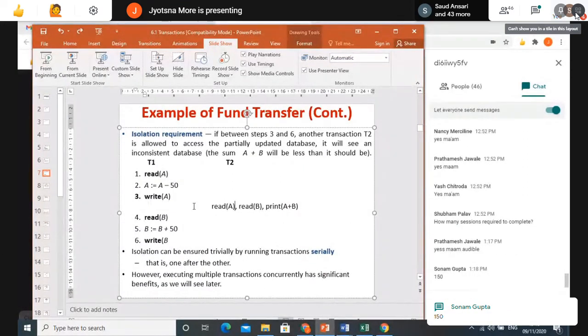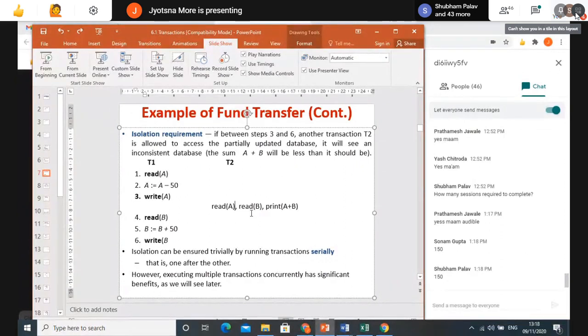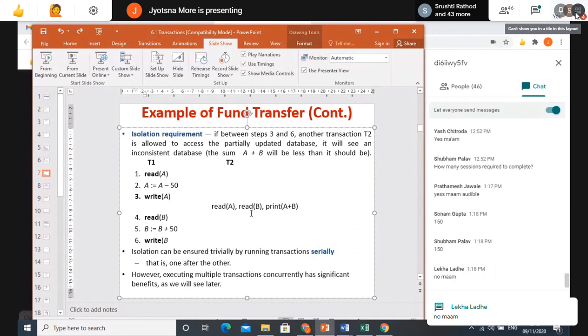Yeah, Sonam is saying 150. Who all support 150? Shubham is saying 150. Anyone for 200? 200. Lekha, Manjiri. Anyone else for 200? Okay. So now we will go ahead.